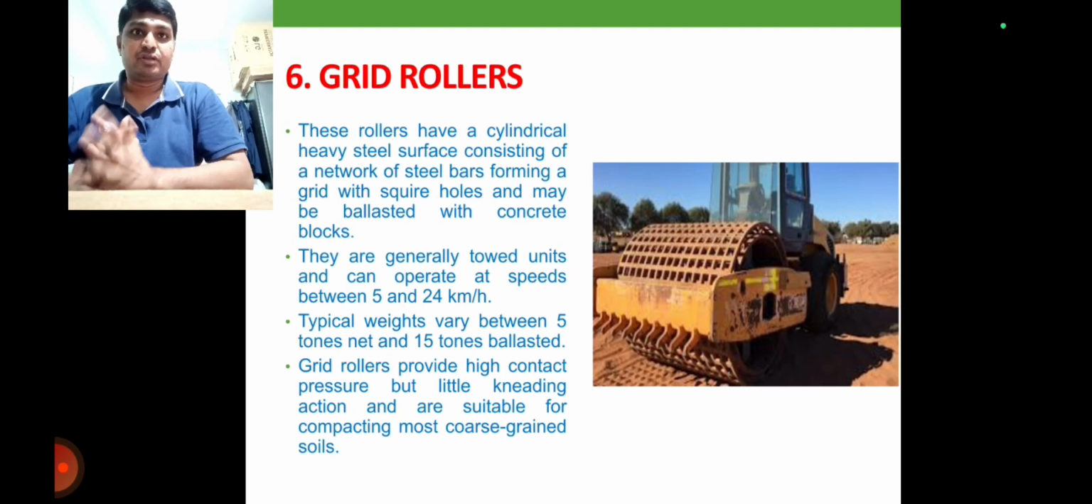And one more is the grid roller. These are also very important rollers, having a cylindrical heavy steel surface consisting of a network of steel bars forming a grid with square holes, and may be ballasted with concrete blocks. They are generally towed units and can operate at speeds of 5 to 24 km per hour. Typically, the weight of a grid roller is 5 to 15 tons. Grid rollers provide high contact pressure with little kneading action, and are suitable for compacting coarse grain soils.